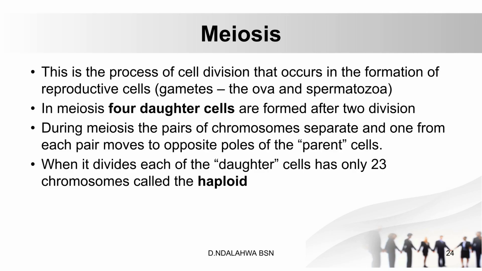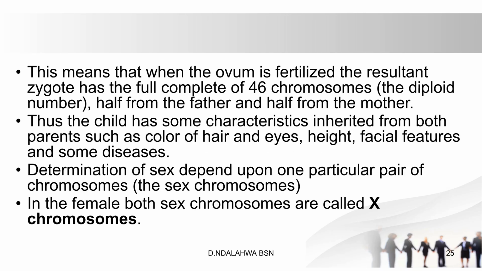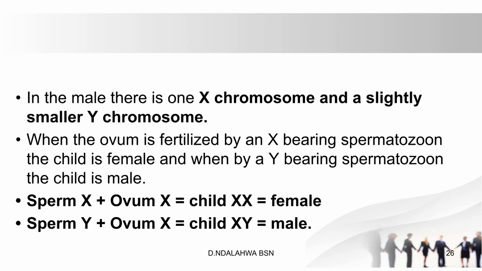Meiosis is the process of cell division for forming reproductive cells or gametes. It involves two divisions, resulting in 4 daughter cells, each with 23 chromosomes, known as the haploid number. Fertilization restores the full complement of 46 chromosomes, the diploid number, half from each parent. The sex is determined by the sex chromosomes. Females have 2 X chromosomes, while males have 1 X and 1 Y chromosome. The sperm determines the child's sex. X-bearing sperm results in a female, and Y-bearing sperm results in a male.